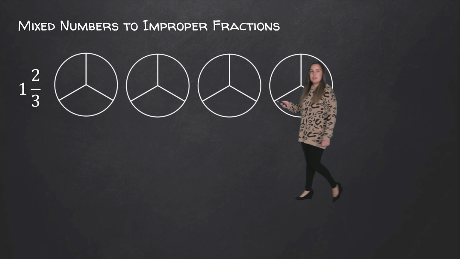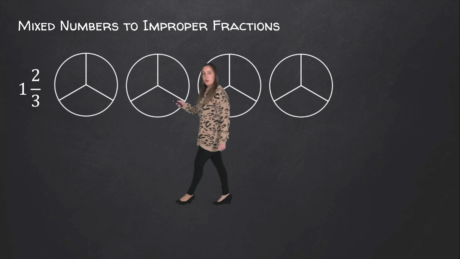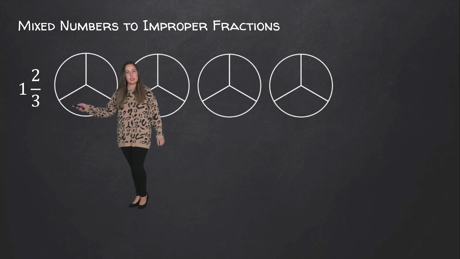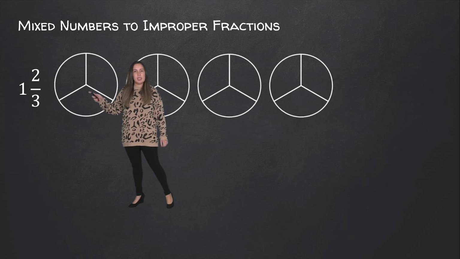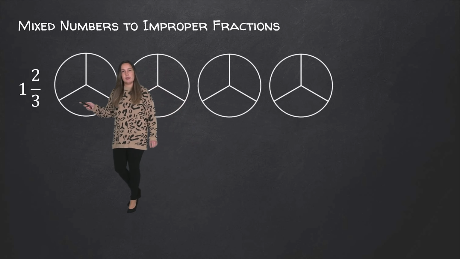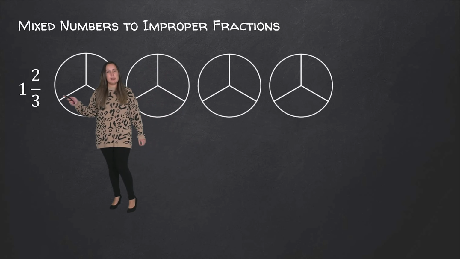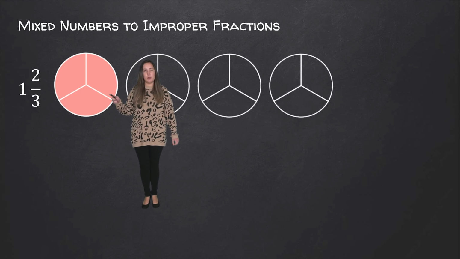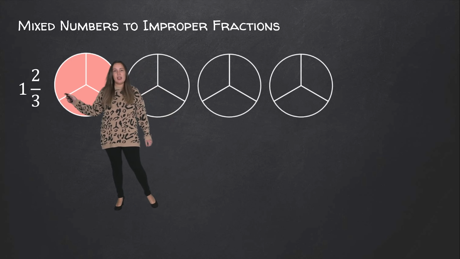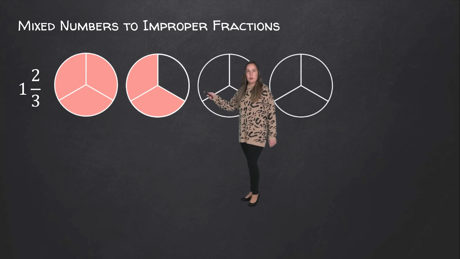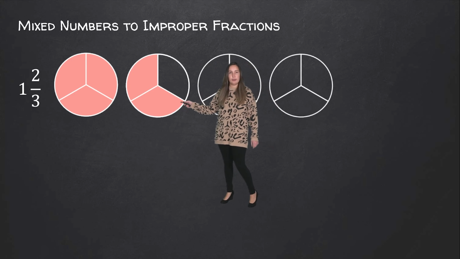Here we have another example, which is 1 and 2/3. And again, the same thing. If we take a look at the denominator, it's 3, and that's why all of these circles are split up into 3 equal parts. Now, firstly, let's shade in the whole. So we have 1 whole, so we're going to shade in 1 whole circle. And then we have 2/3, so that means we're going to shade in 2 parts here out of 3.